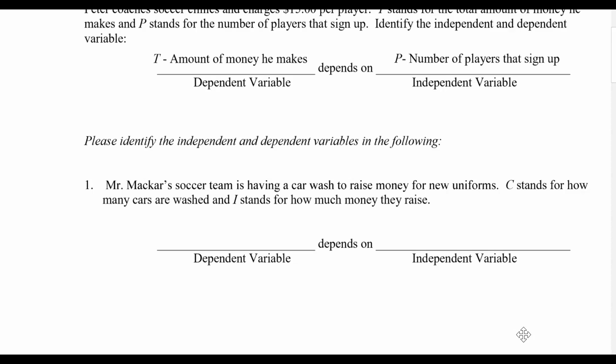In number 1, Mr. Macker's soccer team is having a car wash to raise money for new uniforms. C stands for how many cars are washed, and I stands for how much money they raise. So we've identified the two variables for you. What's left for you to do is identify which one of these depends upon the other.